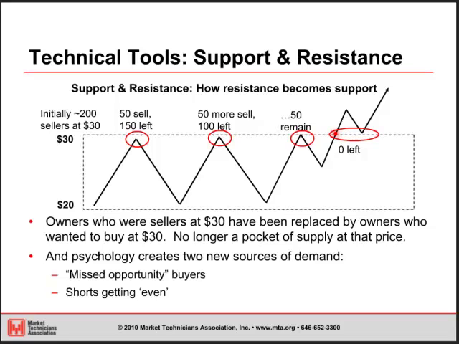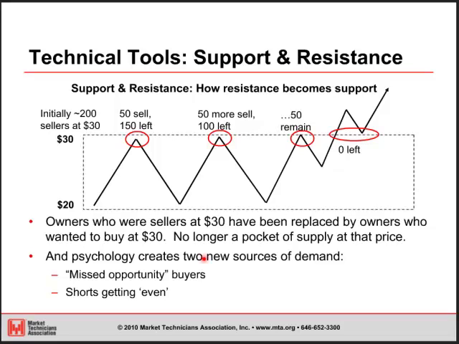You actually have replacement. Owners who were sellers at 30 have now been replaced with owners of the stock, or investors who wanted to buy at 30. So 50 people bought here, 50 more bought here, 50 more bought here, 50 more bought here. All of that supply of those who wanted to sell the stock at 30 is gone and has been replaced with the same number of investors who wanted to buy at that price. So in general, you've got what would be considered stronger holders now at that price.